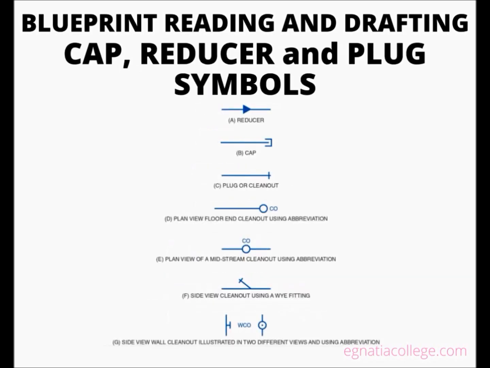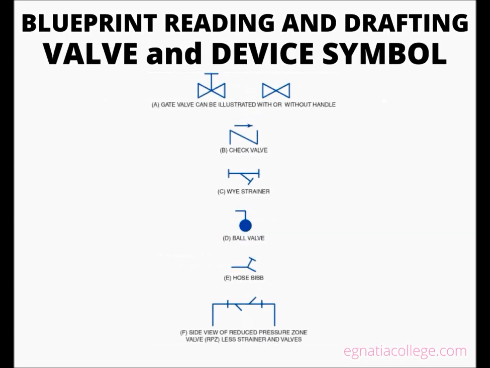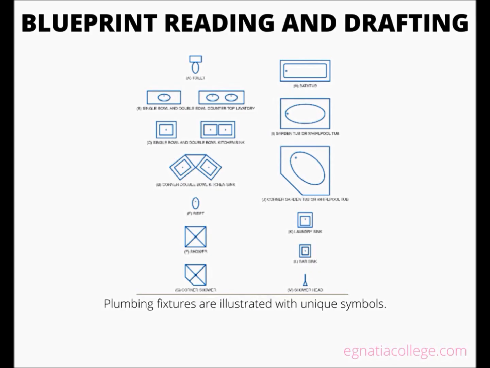Cap, reducer, and plug symbols. Cap, reducer, and plug symbols indicate specific installation instructions within a piping system. Valve and device symbols. Valve and device symbols indicate an installation location within a piping system. Here are some common residential plumbing fixtures and their unique symbols.